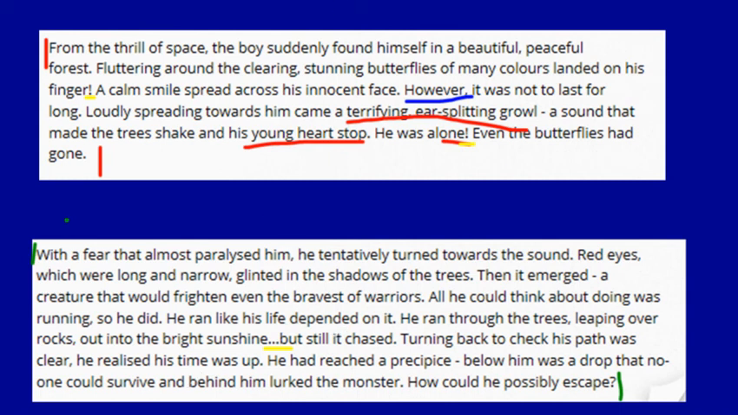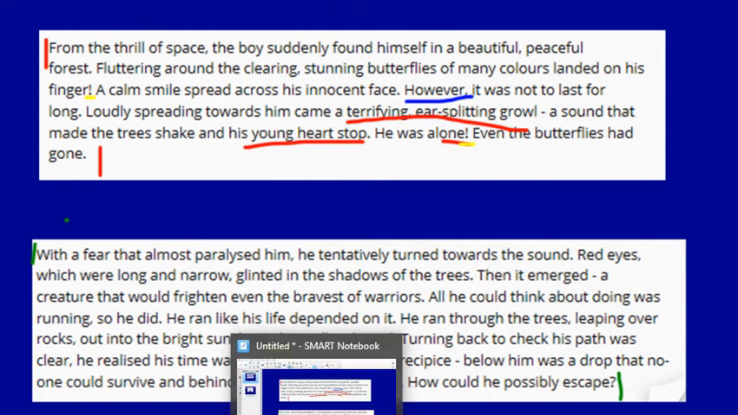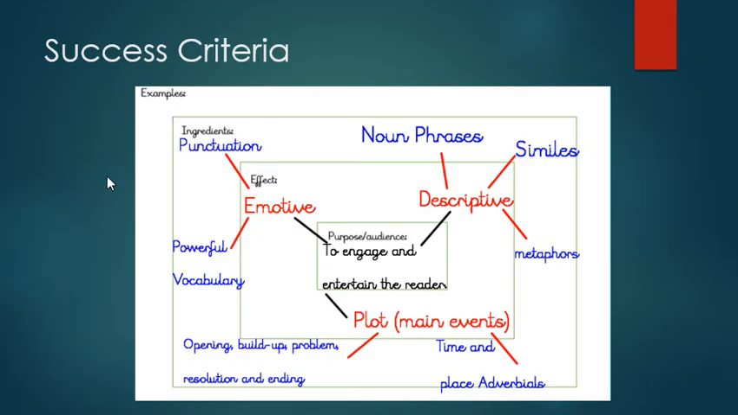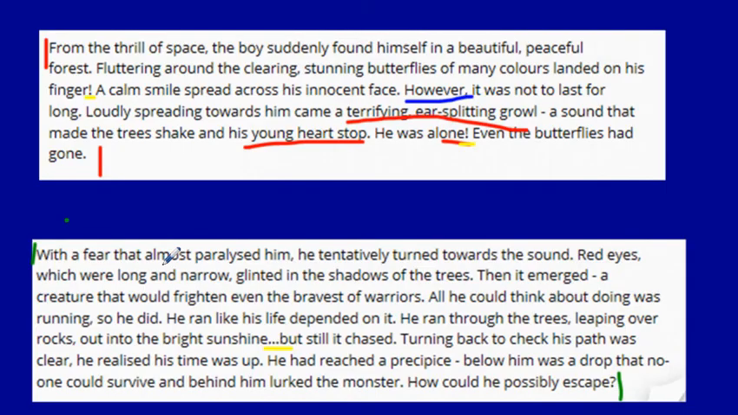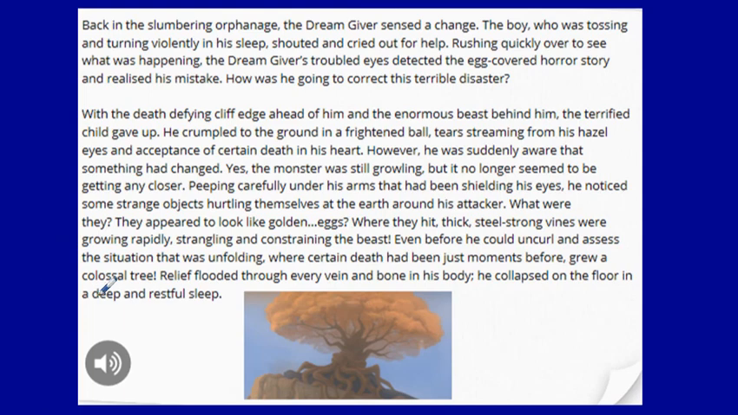Now we're going to move on to our resolution. So now we've written our problem, we're going to move on to our resolution, and the two questions we have to focus on are, how does the problem become resolved and how does this affect our character? To do this, I'm also going to use the piece of writing from your reading.